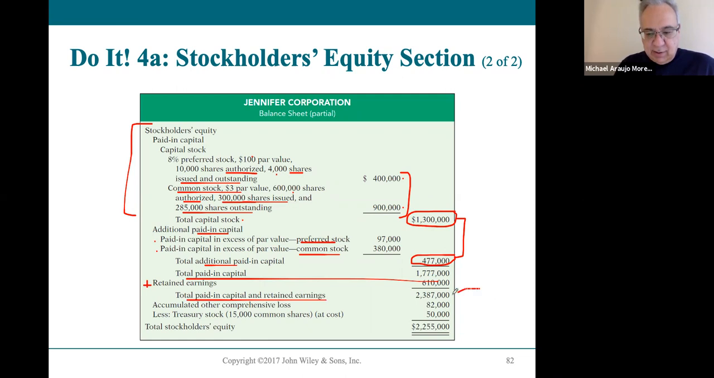You add then your retained earnings that they just give you, and that is your total paid in capital and retained earnings. And then you have to take into consideration that additional comprehensive income or loss. In this case, it's a loss. Subtract that out. And you have to take into consideration the treasury stock. Now here they have 15,000 shares, and they told you they paid 50,000 for it. We subtract that out. And the difference is, voila, total stockholders' equity.